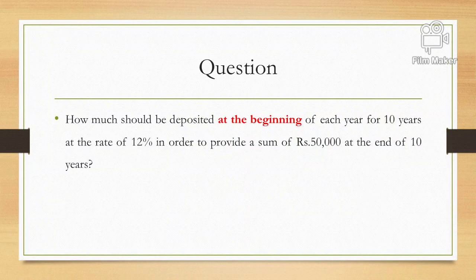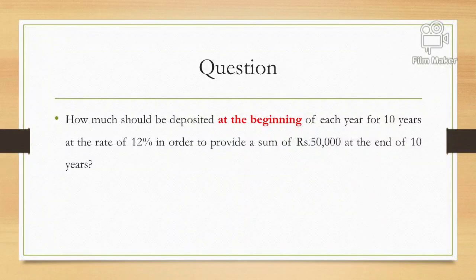The question is, what would be the amount which we need to deposit at the beginning of every year for the next 10 years, to get 50,000 rupees after 10 years? So here suppose we need 50,000 rupees after 10 years, and the scheme is giving us a 12% rate of interest. If we are saving the amount at the beginning of every year, how much do we have to save for 10 years so that at the end of 10 years we can have 50,000 rupees? This is just a small example of 50,000.